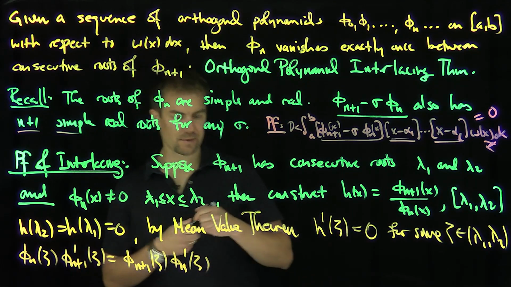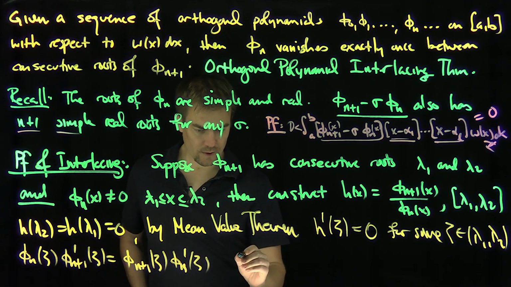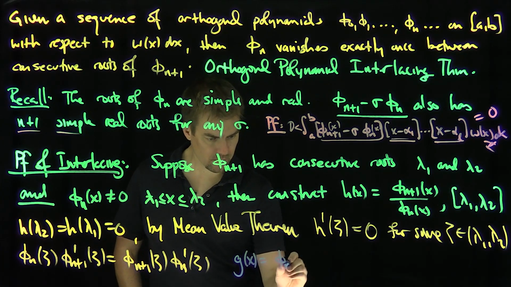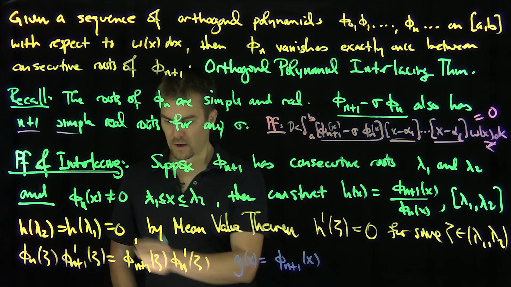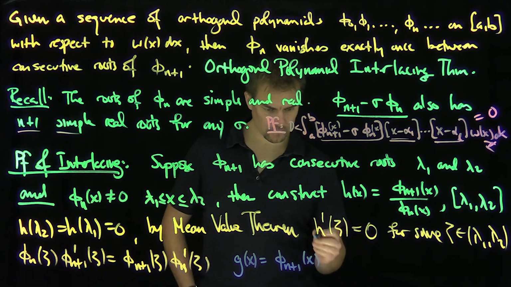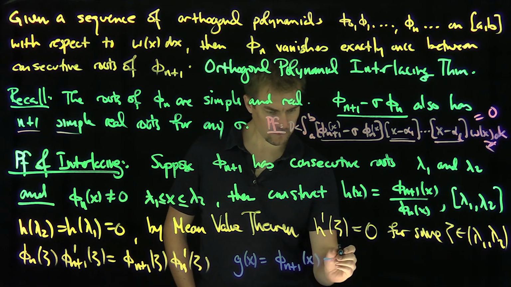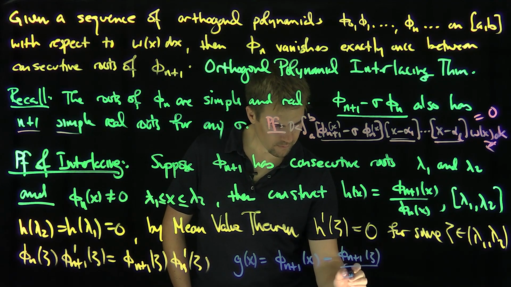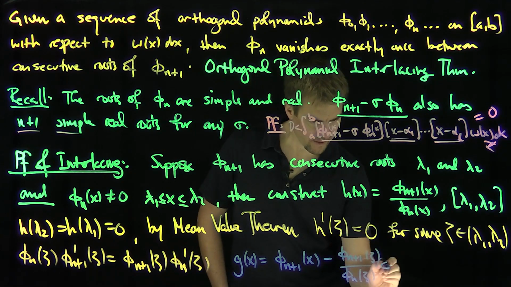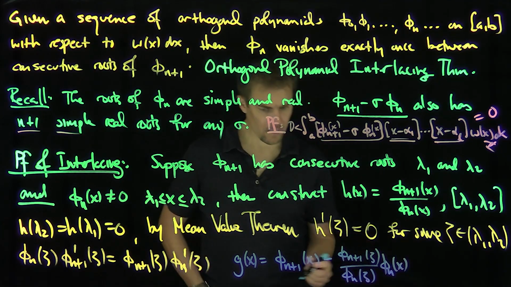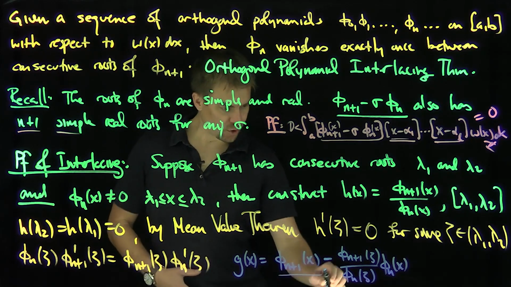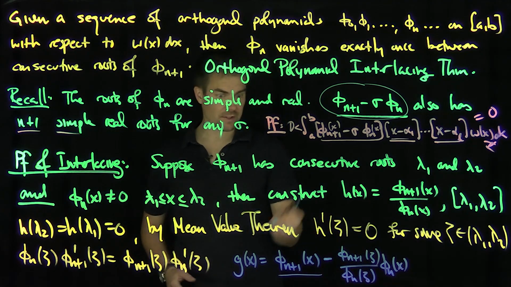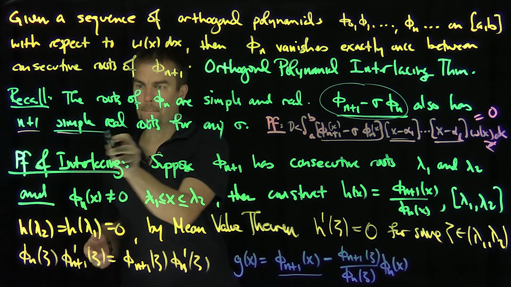And so now the final step is to do this. So now let's look at g. Let's look at g of x, which is going to be phi n plus 1 of x, and then minus this ratio over here, minus phi n plus 1 of zeta over phi n of zeta, times phi n of x. Now g is of this form over here. g is of the form phi n plus 1 minus a number times phi n. So I know that this g has only simple roots over here, right?